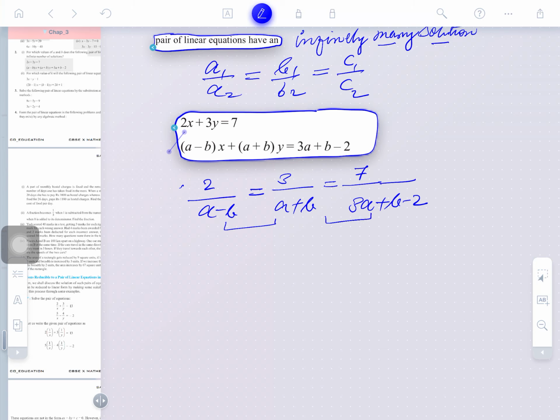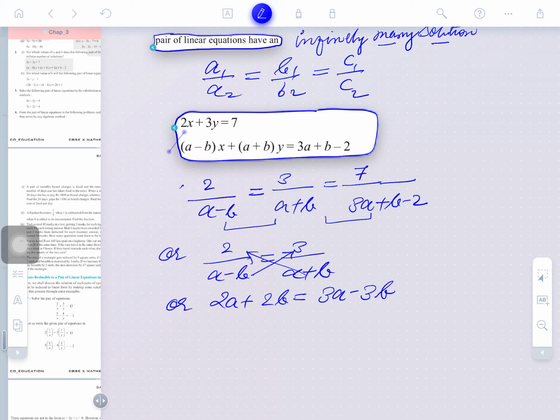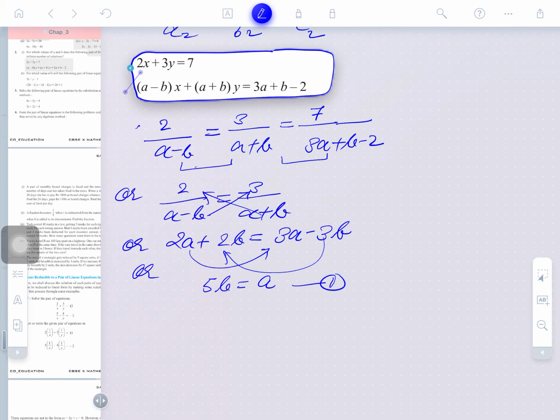First these two, these are the relationship we have obtained here. Solving this relationship, 2 by A minus B is equal to 3 by A plus B. We can solve them. Cross multiplication can be done here. It shall be 2A and 2B, and 3A and 3B. So what next? A on this side and B on this side. It shall be 5B, and only A here. Our relationship is coming: A is equal to 5B. You have taken these two equal. Okay. Now you can take these two equal.